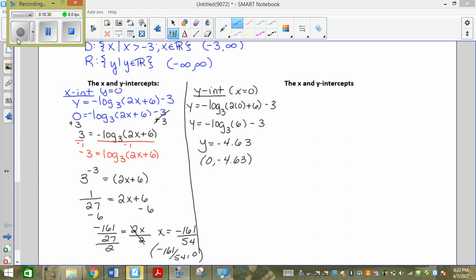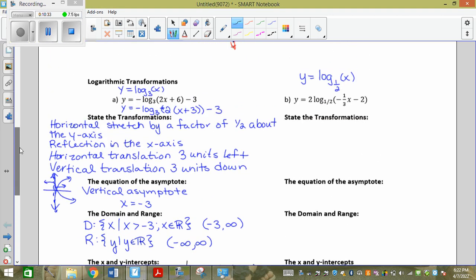All right, let's go back up here. Now we have to state the transformations for this one. We have to remember to take a fraction out, so we're going to get y equals 2 log base 1/2 of negative 1/3 out. When I take a fraction out, it actually gets bigger, remember? Because when you divide by a third, it's like multiplying by 3. So you get x plus 6. Sorry, it's negative 2 divided by a negative 1/3. If you were stuck, you could always type it into your calculator, and you're going to get positive 6.